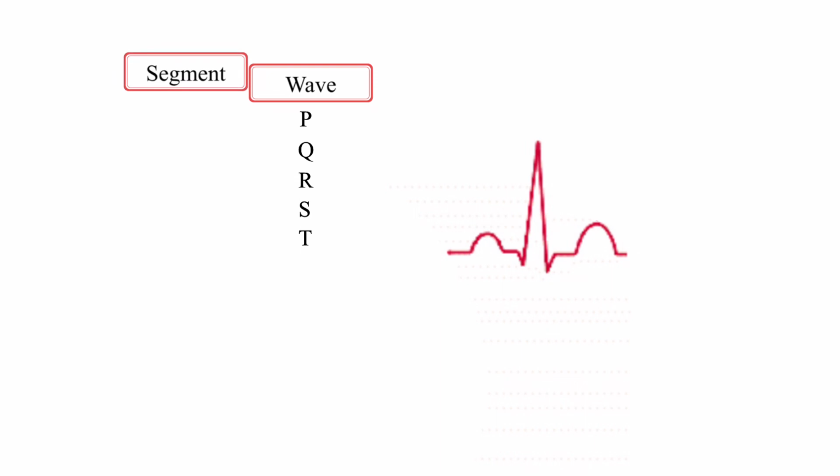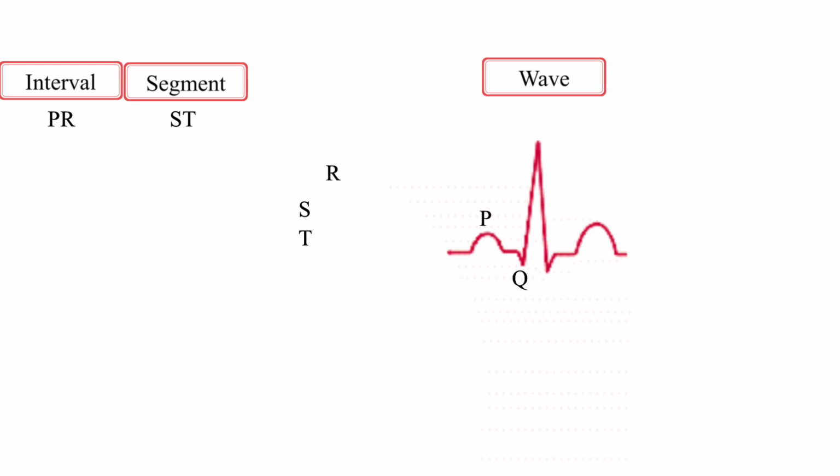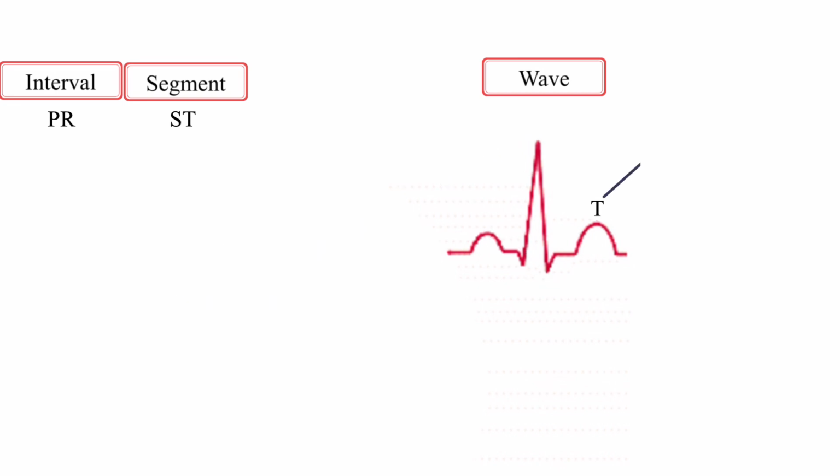From this image, you can identify waves, segments and intervals. The waves you can identify include the P wave, Q wave, R wave, S wave and T wave. The P wave represents atrial depolarization. The Q wave, R wave and S wave combine to form the QRS complex, which represents ventricular depolarization. The T wave represents ventricular repolarization.